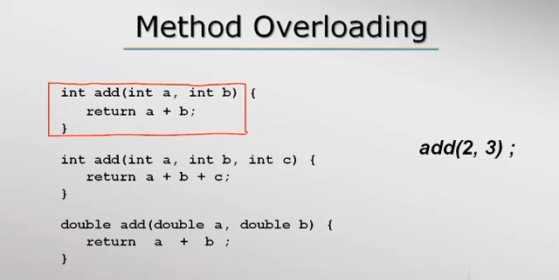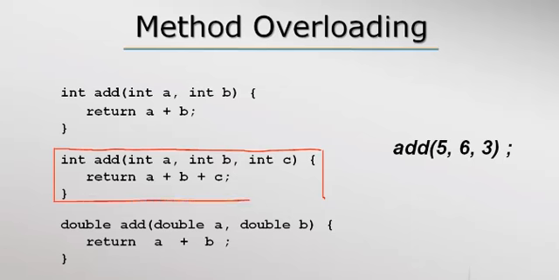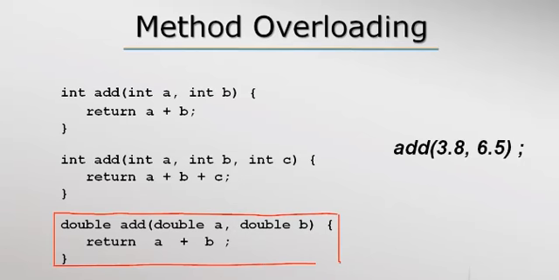first method is invoked. Similarly, if the method call was this, then we can clearly identify that this method out of the three shown should be called. Or if we have called the add method with 3.8 and 6.5 as arguments, we know that they are double type literals, hence the third method will be invoked.